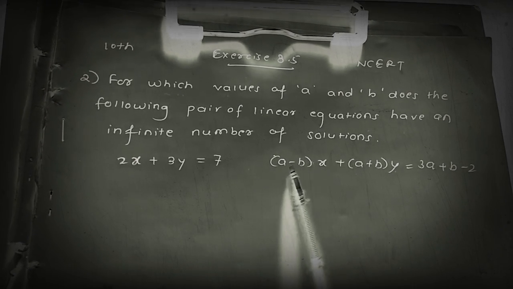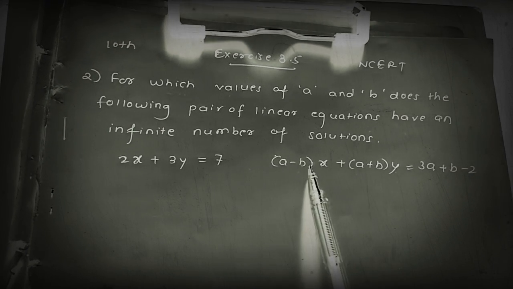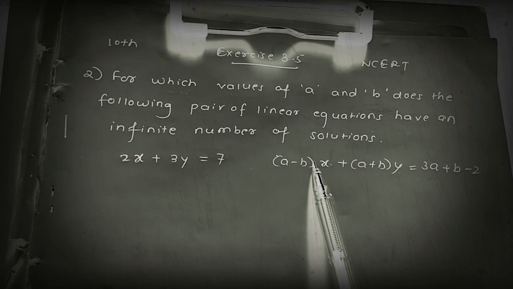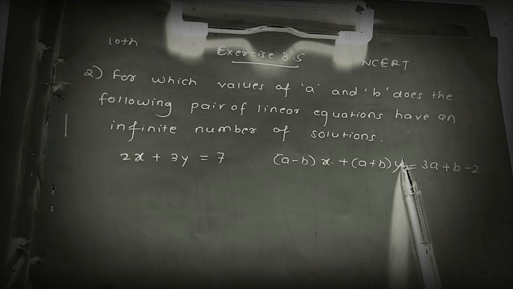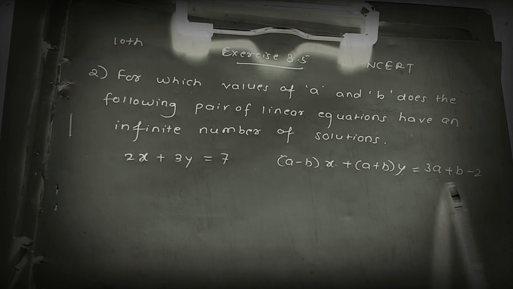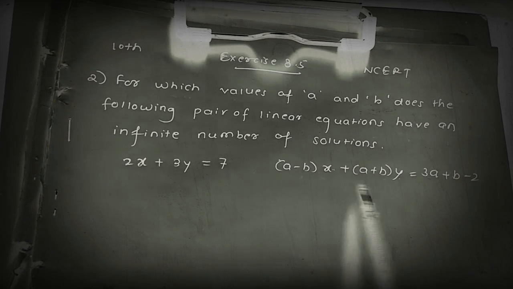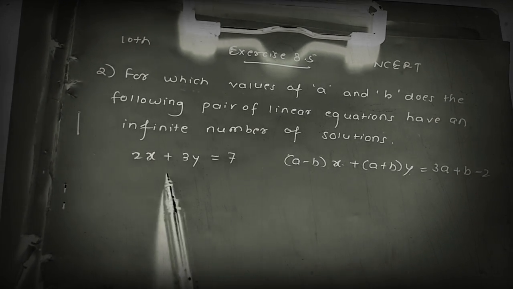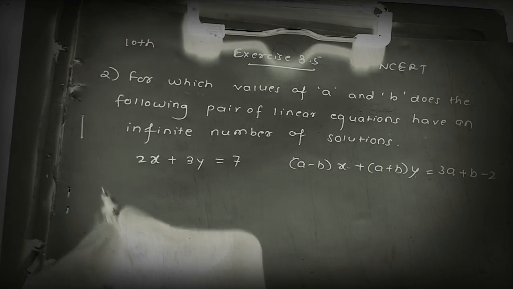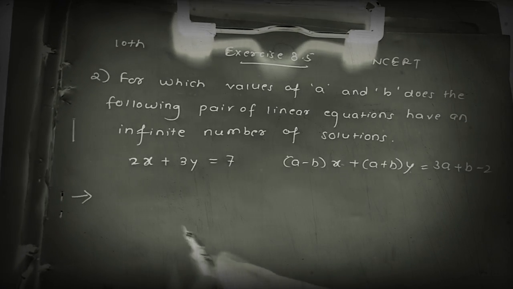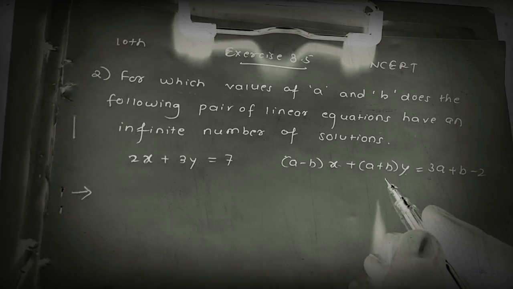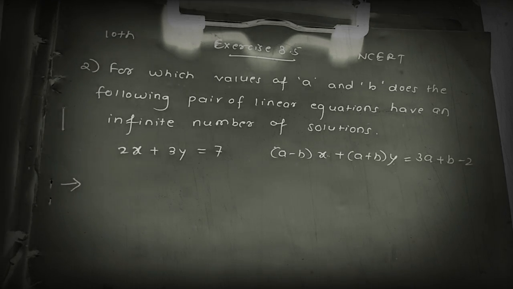For which values of a and b? In the second equation, they have not given the coefficient of x in real numbers, the coefficient of y also is not in real numbers, and the constant is also not given completely. Then for what values of a and b will these two equations have infinitely many solutions? We know the condition for an infinite number of solutions for linear equations in two variables, so let us write that condition.